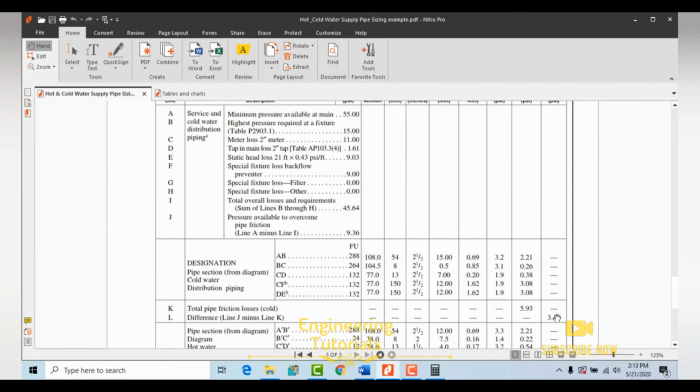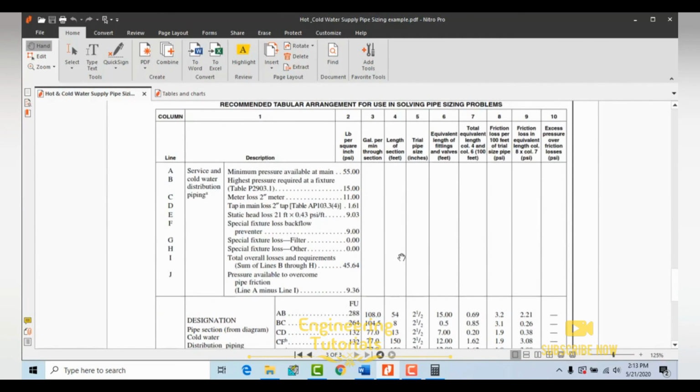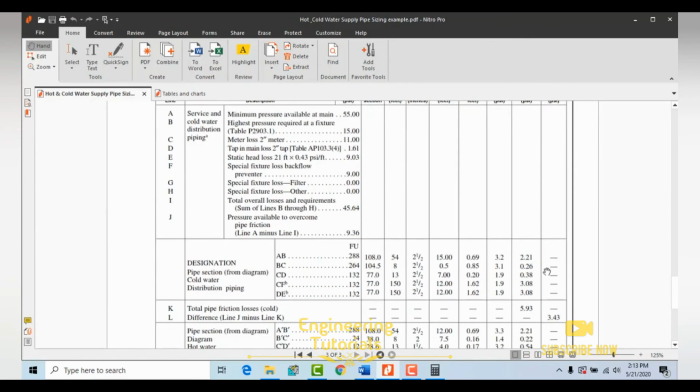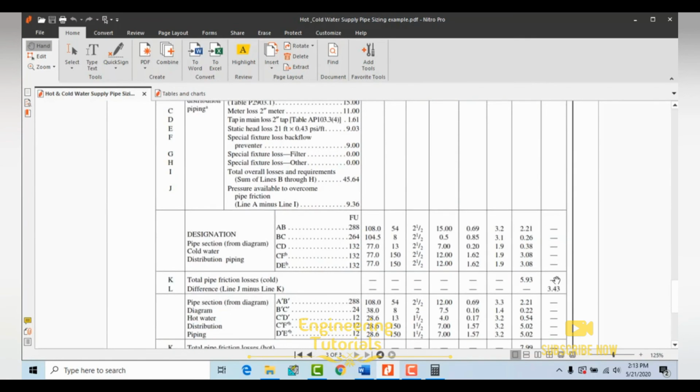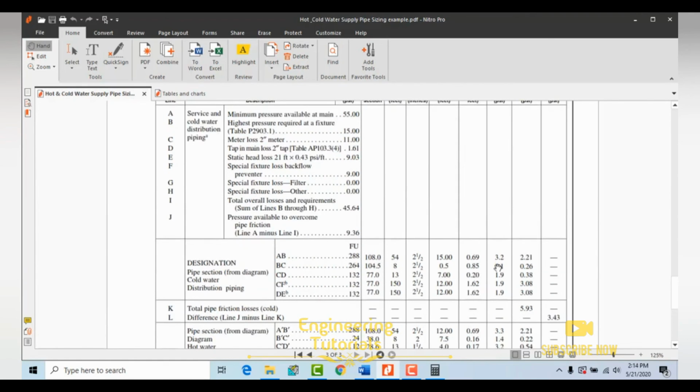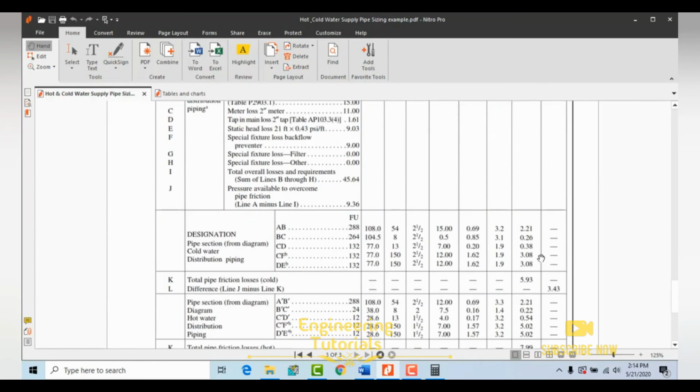So this value is positive. If this value is negative or not positive, then you need to change your trial pipe size and perform the calculations once again. So you need to balance this one. This should always be positive to make sure that your design is perfect. So the sizes which we have selected over here, 2.5 inches, all are good. So excess pressure available to overcome pipe friction is 3.43.